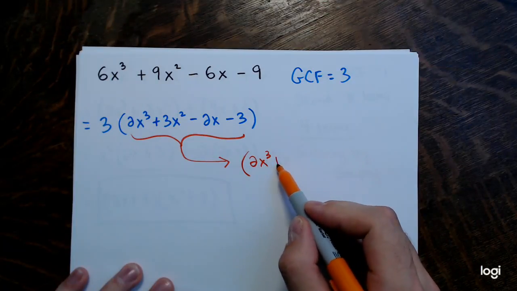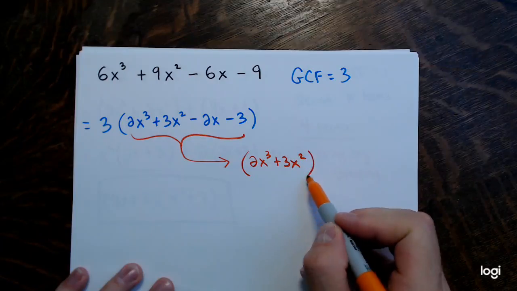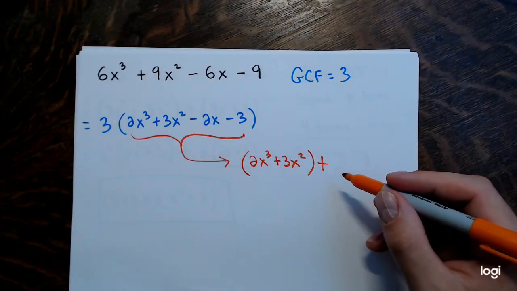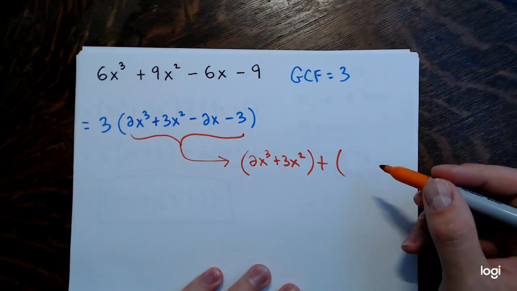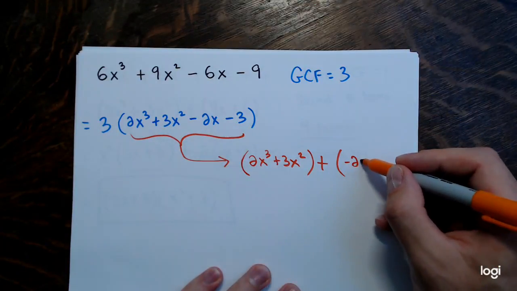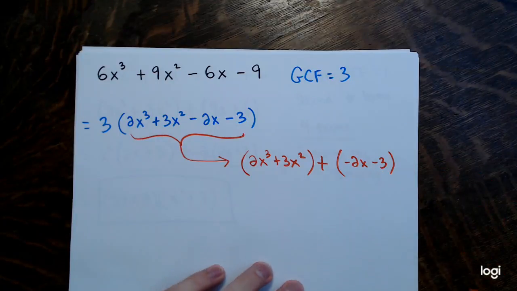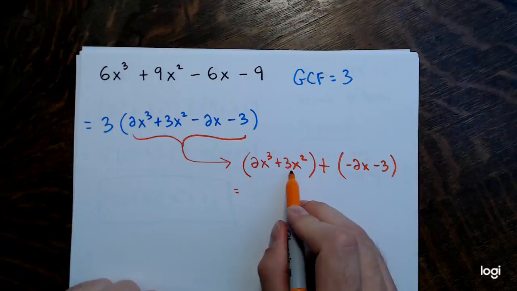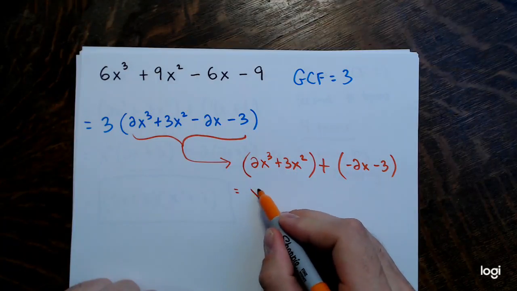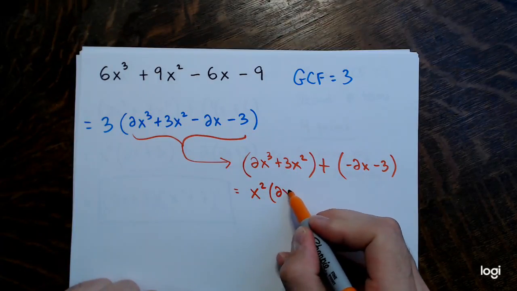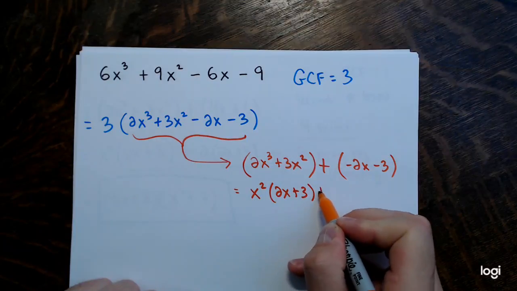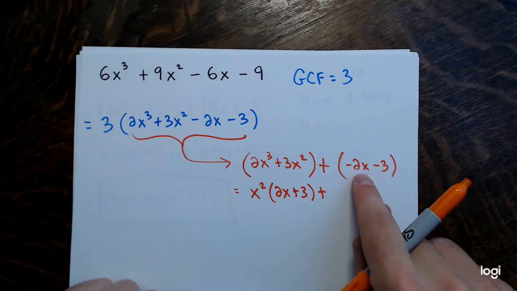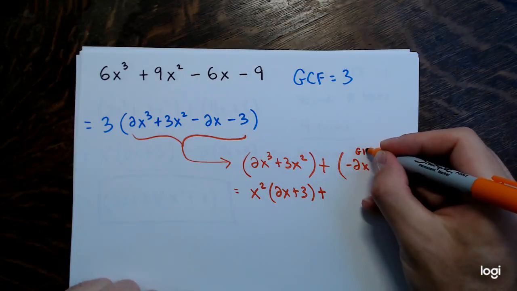Say 2x cubed plus 3x squared. Put those first 2 terms in a group. Again, I prefer to put a big plus sign to separate my groups, plus. And then the next 2 terms in a group, the negative 2x and the negative 3. So from the first group, I can pull out x squared. These have a common factor of x squared. And then you have 2x plus 3 left over. Plus, and then from this second group, the greatest common factor is 1. I'll put that here.